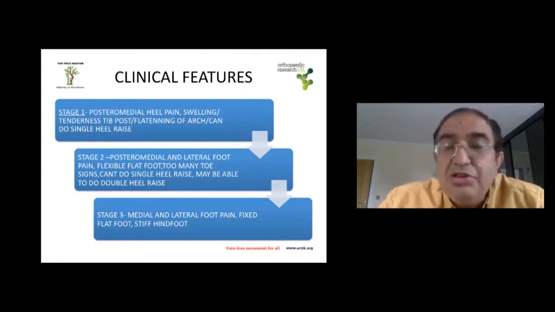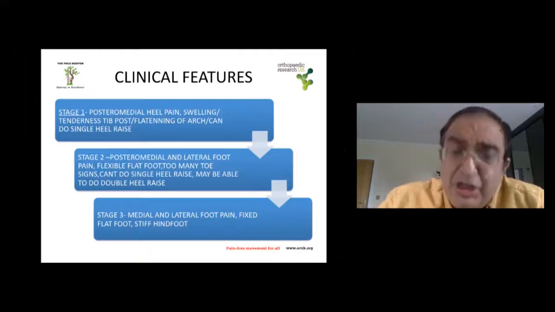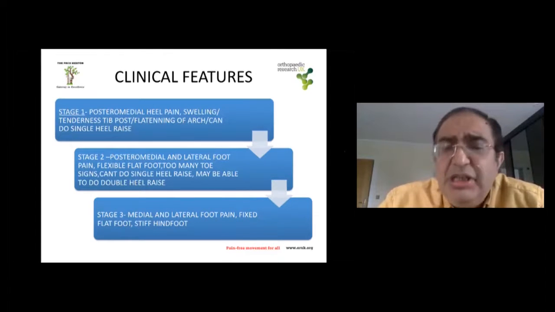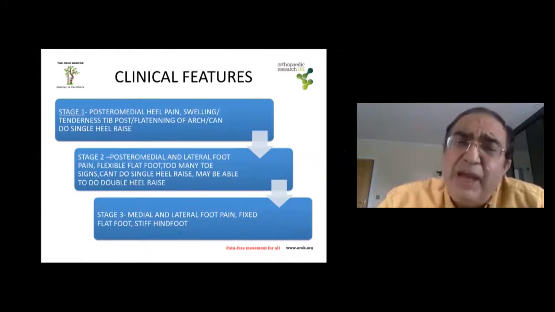Then it goes to stage two, where the tibialis posterior ruptures. As a result, you get a proper deformity here. The heel goes into valgus. And in 2B, the forefoot starts abducting. And in 2C, the first TMT hypermobility also sets in.